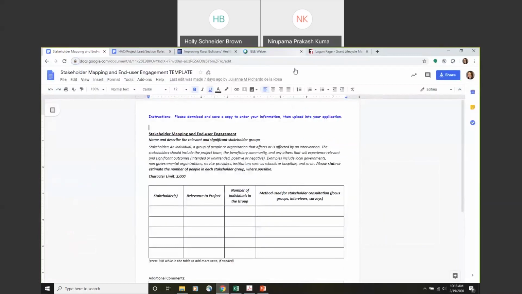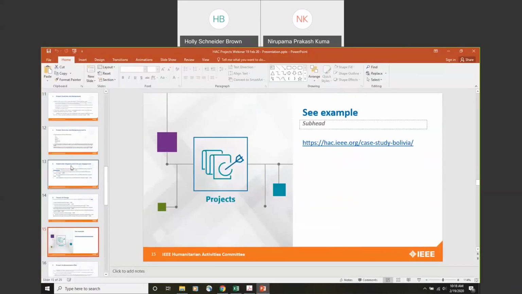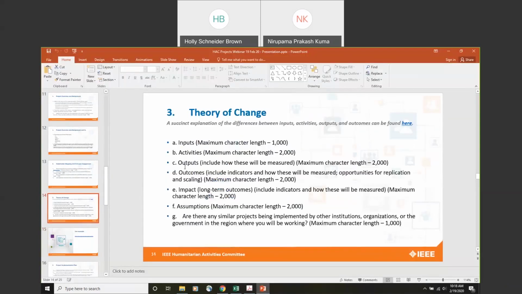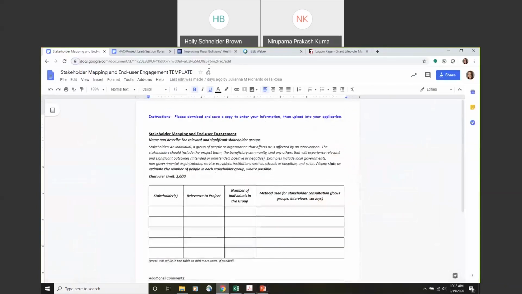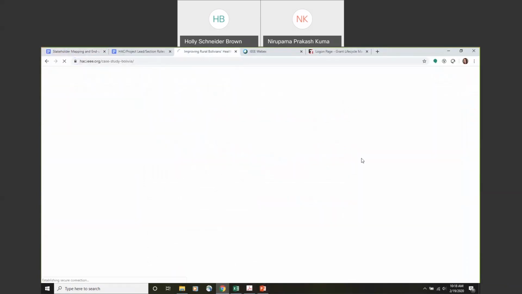Okay, I want to walk you through. By the way, Neer mentioned the stakeholder mapping. This here, what you should see on the screen is the template that we have for the stakeholder mapping. So let me just show you. So we were talking about these are the questions you're going to be asked about theory of change: inputs, activities, outputs, outcome, impact, etc. So a good example here is on the HAC website.